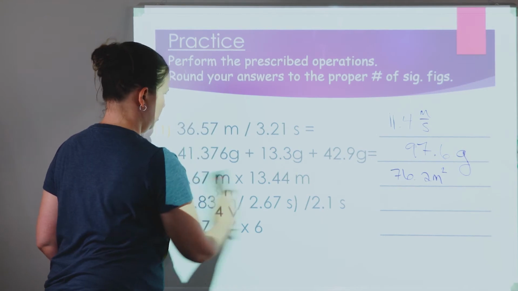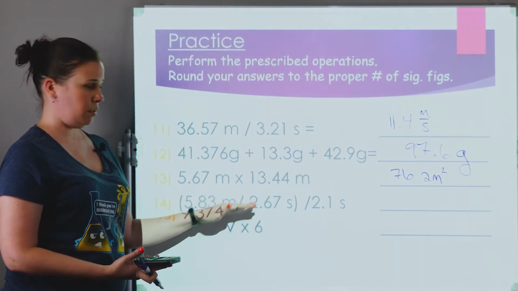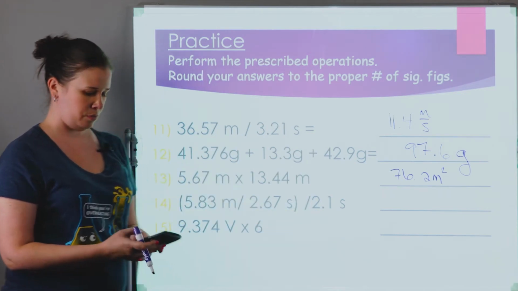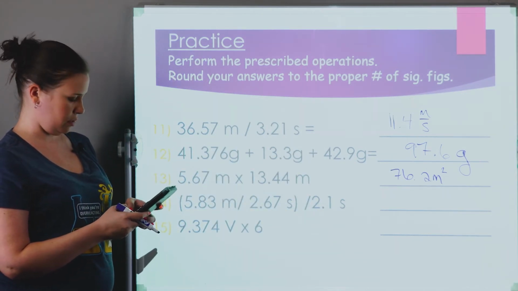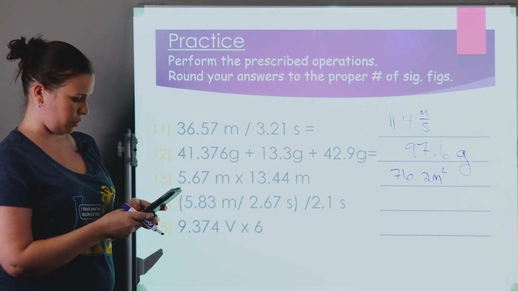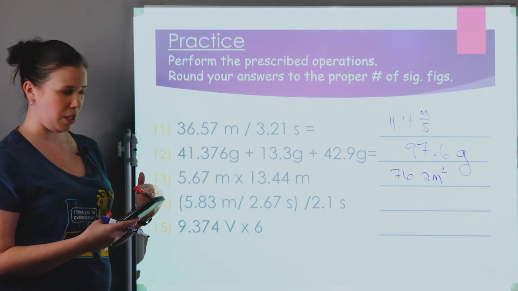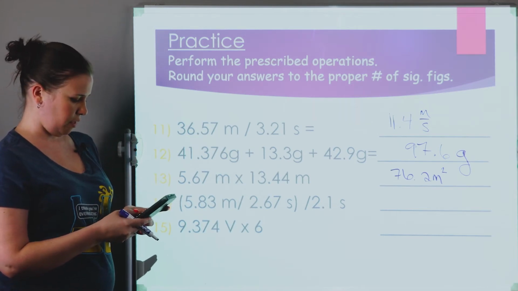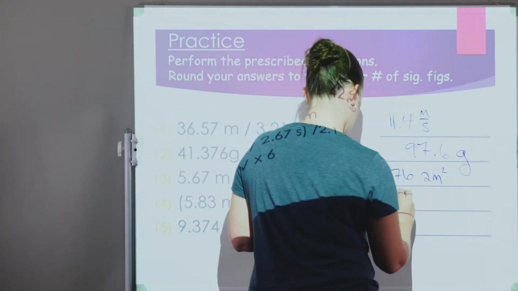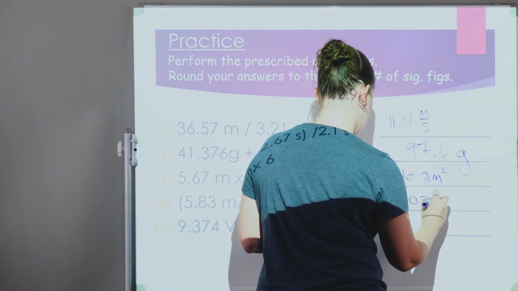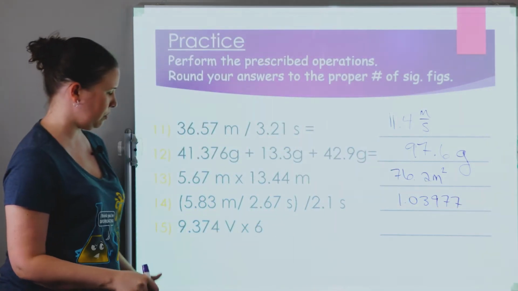All right, on to some division and then secondary division. So I want to be careful about how we type this in the calculator. 5.83 divided by 2.67, because that's in parentheses, I want that to process first. I'm going to hit enter, and then I'm going to hit divided by 2.1. And so my final answer is 1.03977, and it actually continues on from there.